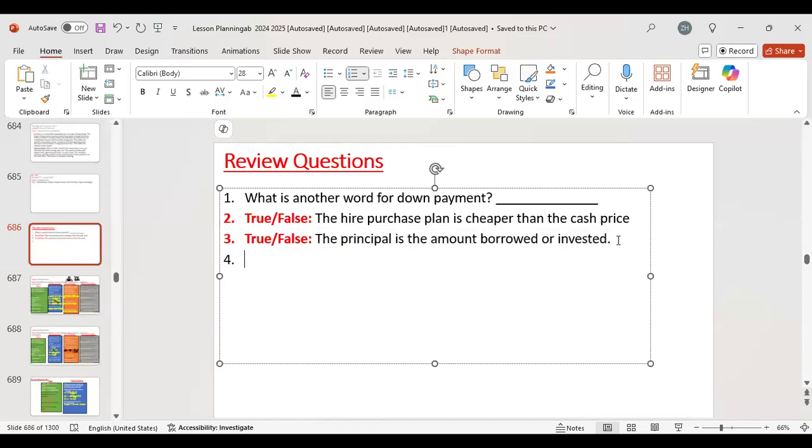Number 4, for time and a half, we multiply by 1.5. For double time, we have to multiply by what?